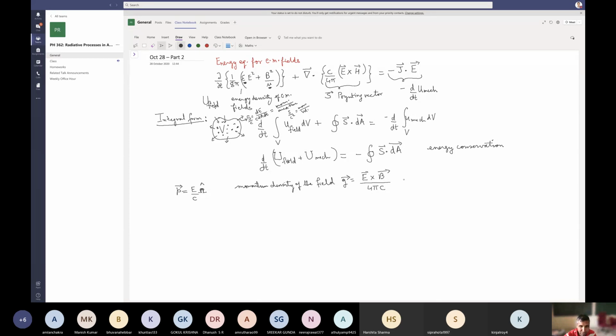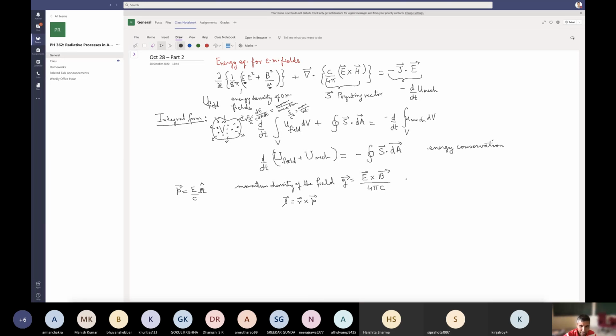Okay, so this is momentum stored per unit volume in the field, right? And similarly, once we have momentum, we know that L equals R cross P. This is the angular momentum for a particle, and R is relative to some coordinate origin.